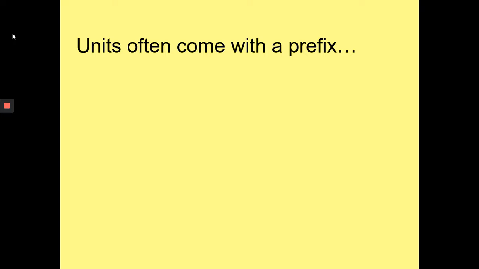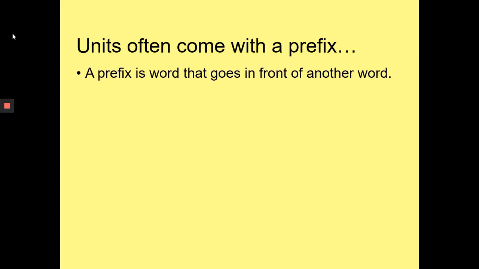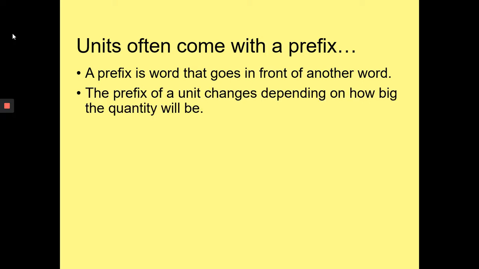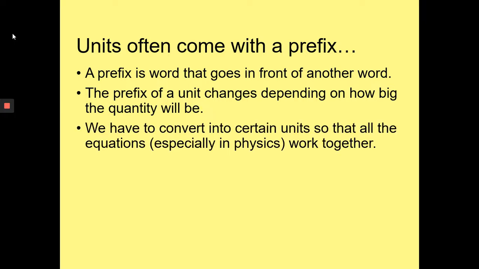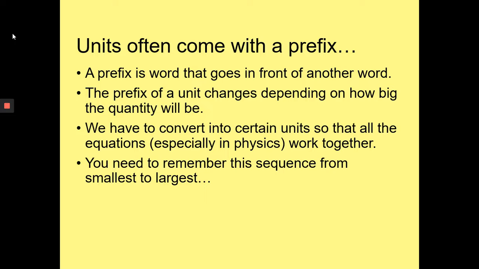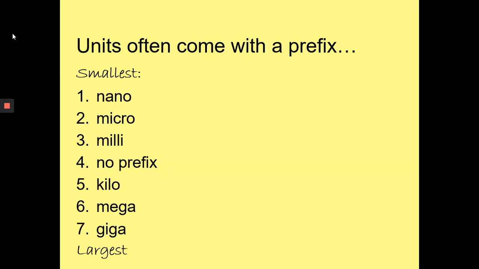Okay, now these units often come with a prefix. A prefix is a word that goes in front of another word, and it can tell us how big or small something is. We have to convert certain units in science equations, especially in physics, so that the equation will work properly. And in order to do that, you need to remember the sequence of those prefixes in order from smallest to largest. So here they are.